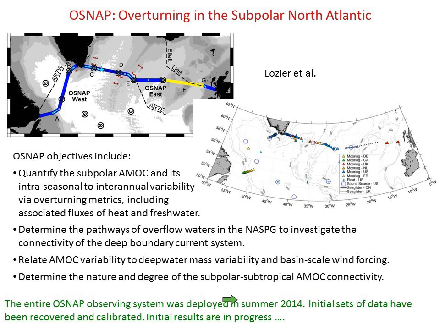Another program that we are really excited about, which is relatively new, is the OSNAP program that represents the overturning in the subpolar North Atlantic. I listed some of the objectives of the OSNAP program here. It is essentially quantifying the subpolar AMOC and its intraseasonal to interannual variability via overturning metrics, including associated fluxes of heat and fresh water. They are going to look at the pathways of the overflows, for example, to investigate the connectivity of the deep boundary current systems, and determine the nature and degree of subpolar-subtropical AMOC connectivity.